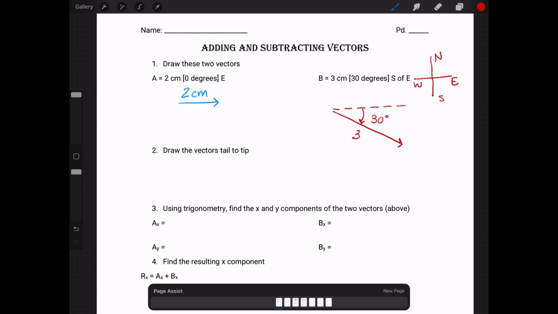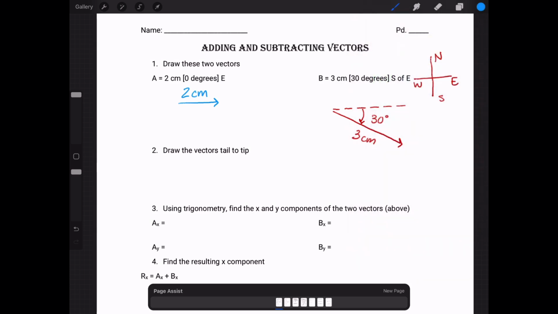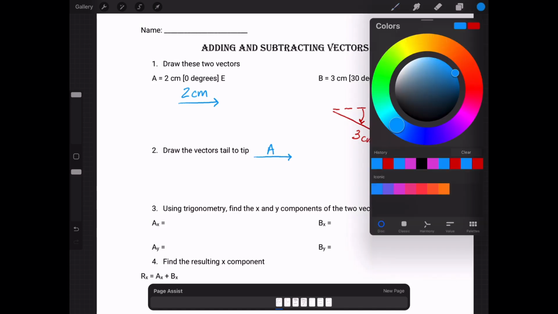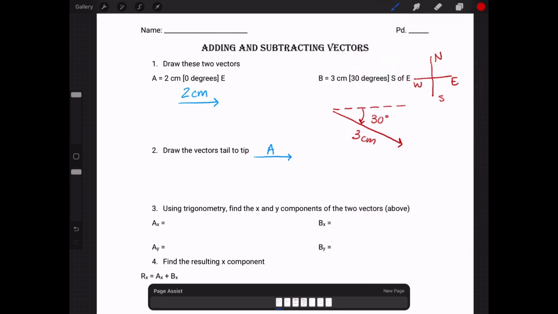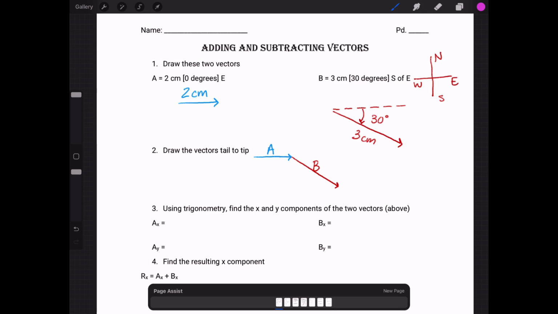Now we are going to be worrying about adding vectors. So we are going to draw the vectors tail to tip. So we have our first one, vector A, and we have our second one, vector B. Notice it's 2 centimeters east, then 3 centimeters, 30 degrees south of east. And that is our vector B. Once we have them added, we get a resultant. Blue and red can make purple to get our resultant.